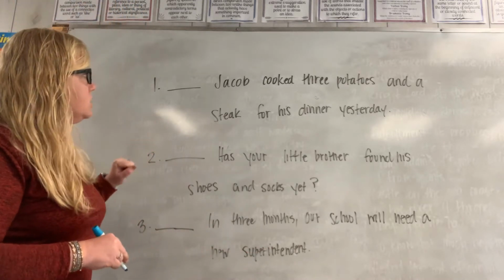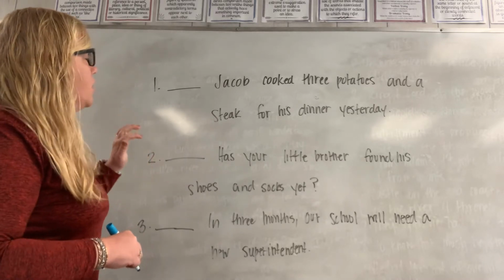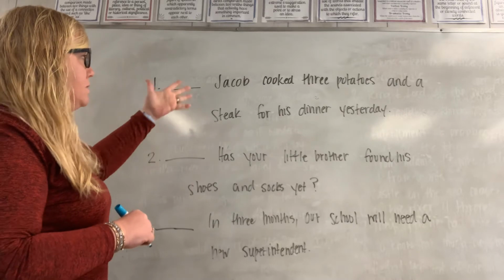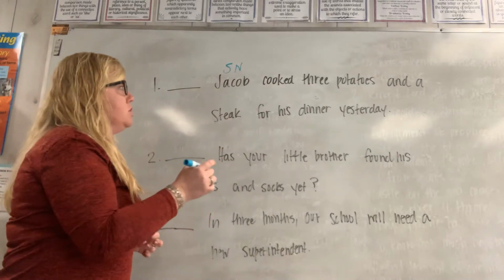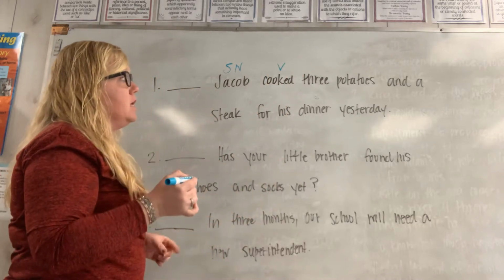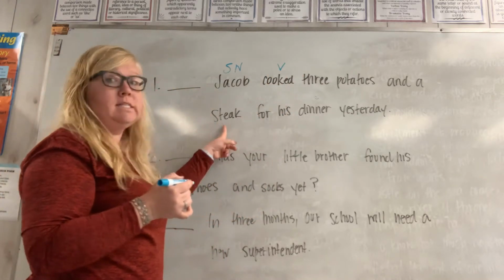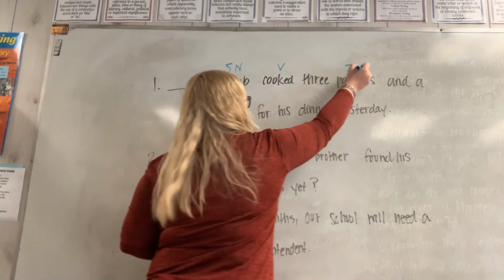So, number 1 says, Jacob cooked 3 potatoes and a steak for his dinner yesterday. So, who's the sentence about? It's about Jacob, so that's our subject noun. What did Jacob do? He cooked, so that's our verb. What did he cook? He cooked potatoes and a steak. So those are our direct objects, okay? So we have 2 direct objects.